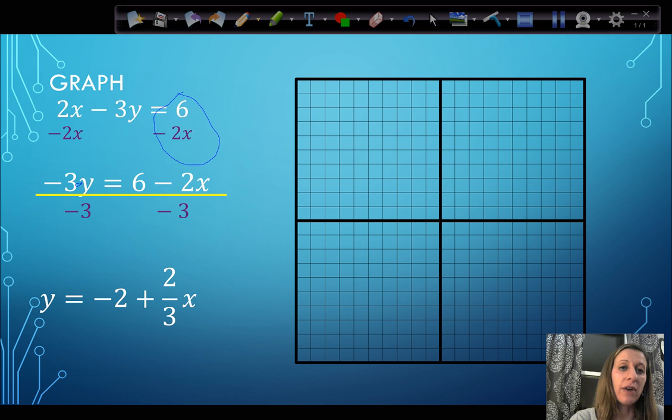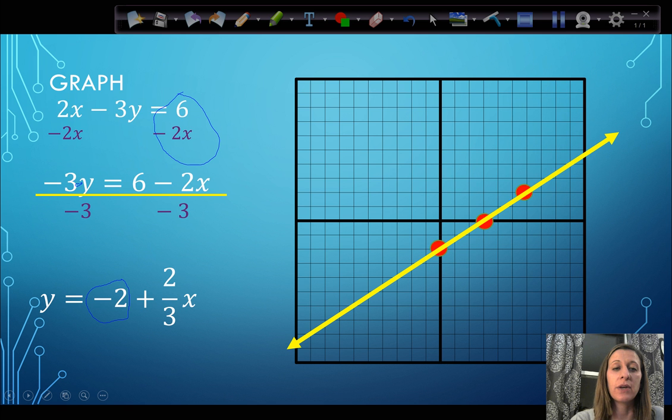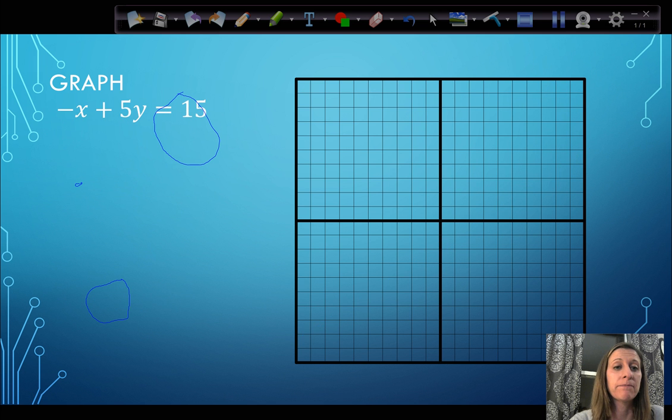So now we're going to graph this line just like we did yesterday. It's backwards from what we did yesterday. This is my b value, so I would be starting at negative 2. And then the coefficient of x is always the slope. So I'm going to go up 2 and then over 3. And that's how we create our line. Okay, we're going to do 2 more examples.